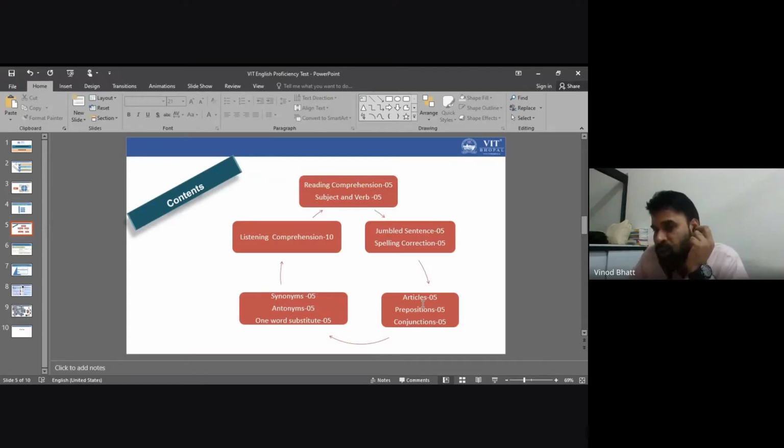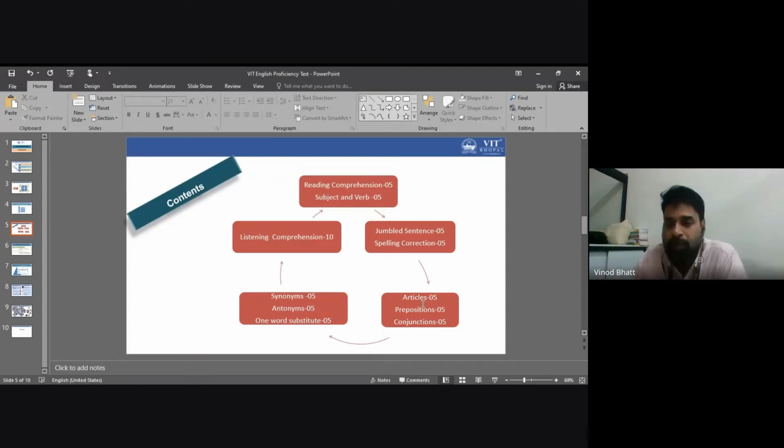The next column in this test is related to articles. As everybody knows, there are three articles. Questions would be asked based on that, and you have to place either a, an, or the. All the options would look correct, but you have to read the sentence very carefully and then accordingly place the article. So there will be five questions based on article placement, and each question would carry 1 mark.